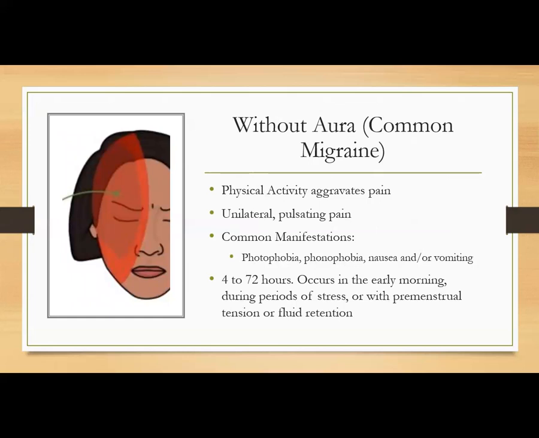So with this one, physical activity aggravates pain. So they're going to have that unilateral pulsating pain. Common manifestations are your photophobia, your nausea, and your vomiting. It lasts 4 to 72 hours, and usually occurs in the early morning during periods of stress or with premenstrual tension or fluid retention.